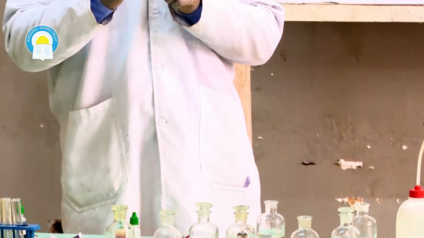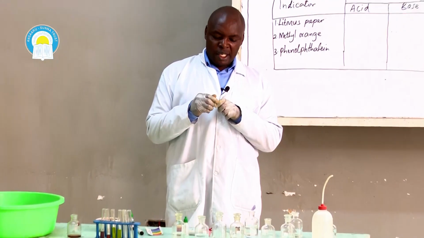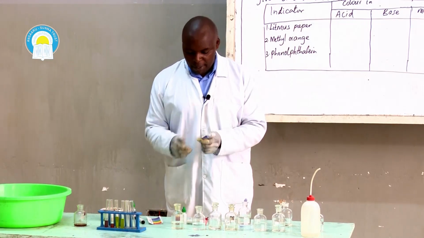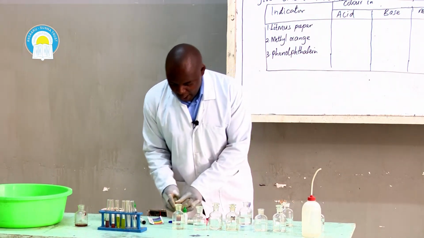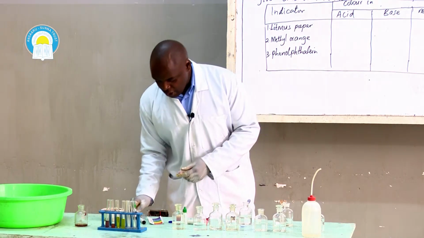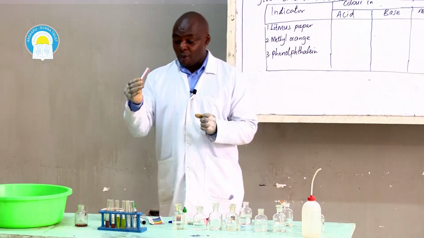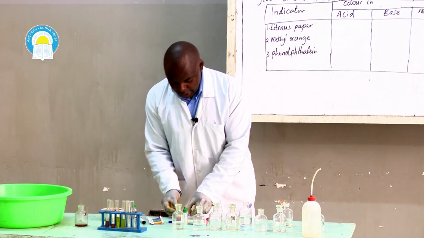Litmus paper comes in two colors. We have the first one, which is blue in color. This one here is a blue litmus paper. We have another color for litmus paper, which is red. So litmus paper is mainly brought in two colors: one which is blue, and one which is red.